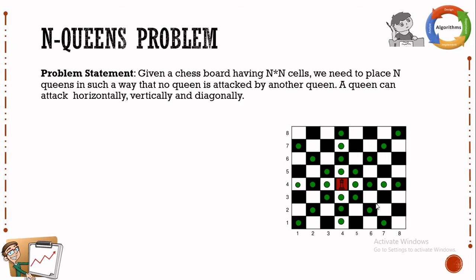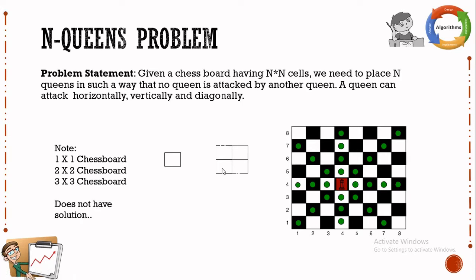I hope you have now understood the problem statement so that we can try to solve it. Before that, there is a note: for a 1 by 1 chessboard there is no solution because you'll be placing only one queen. For a 2 by 2 chessboard, if I place a queen here, then I cannot place the second queen. The same is true for the 3 by 3 chessboard. If I put any queen here, I can at most put only 2 queens. So if you're planning to write code for the n queens problem, there are no solutions for 1 by 1, 2 by 2 and 3 by 3 chessboards. You need to keep these conditions in mind.